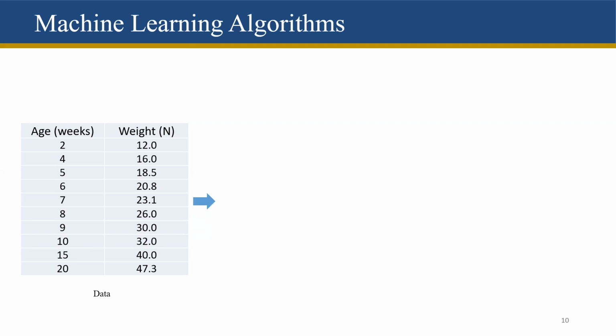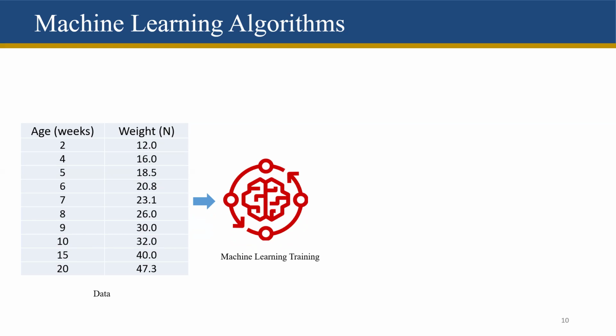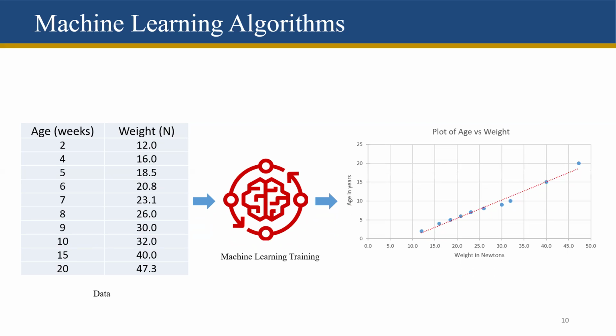So what happens is we can feed this data into a machine learning model, where we train on the data that we have over here. And in doing so, we come up with this very interesting plot. Now, this is something we've seen before, right from secondary school, okay?